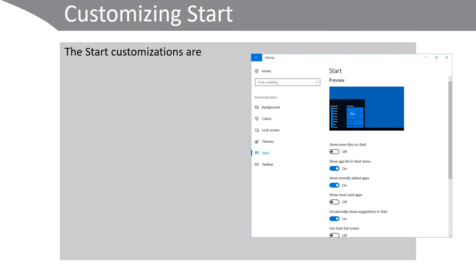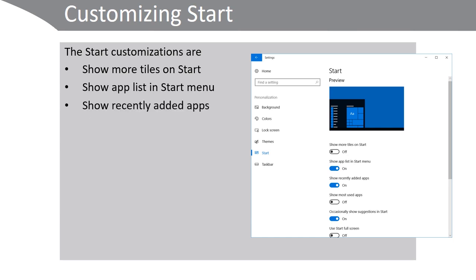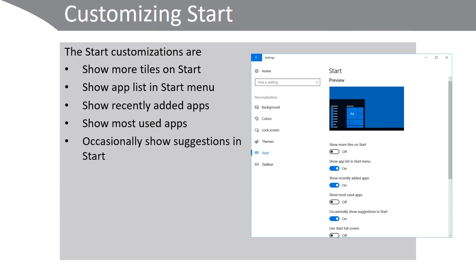Let's take a look at customizing Start. You can choose the following options from within the Settings app to customize Start. Show more tiles. Show the app list. That's quite typical. You'd normally want to see the app list on the left-hand side. Show recently added apps. I don't find that particularly useful. I prefer to see most frequently used apps, and I can choose that option. You can also tell Windows to occasionally show suggestions in Start.